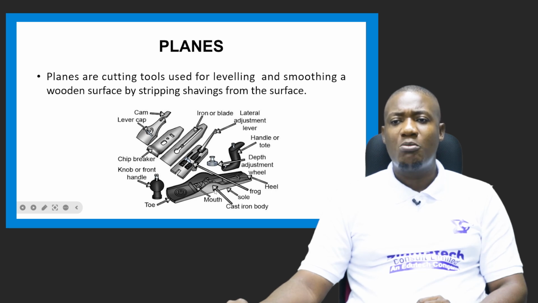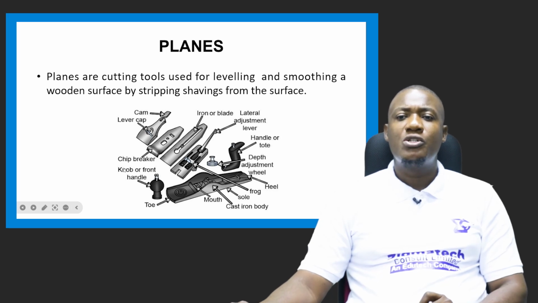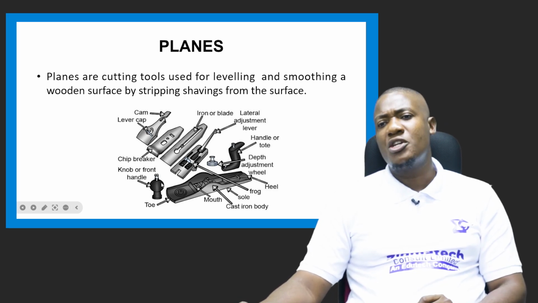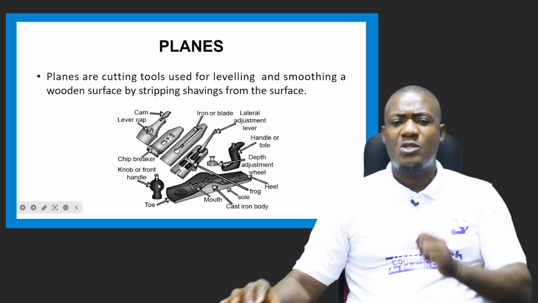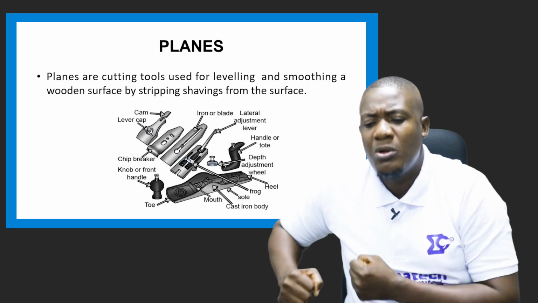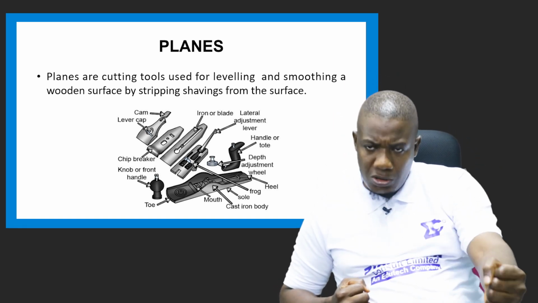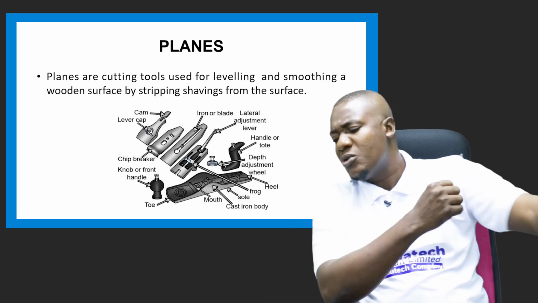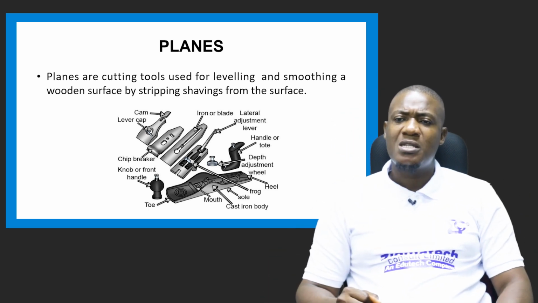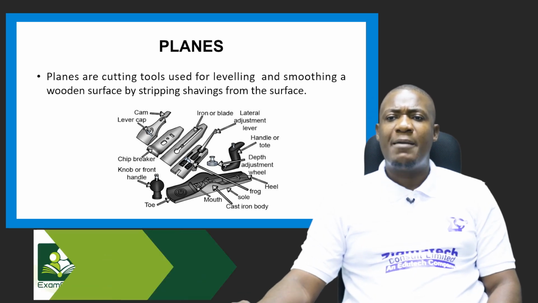Of course, this is a cast iron body. You remember what I told you about cast iron? This is a cast iron body. We also have the handle, or what we call the tote. We have the toe. We have the knob. You call it the knob or you call it the front handle. That's where you fix your hand. Let's say you want to level here or smoothen the surface. When you put your hand on the other edge, you grip the knob so you can push the plane on the wood surface.